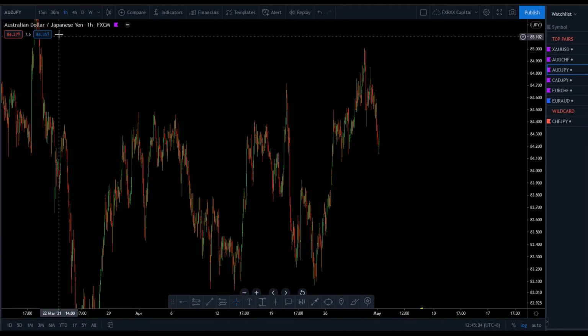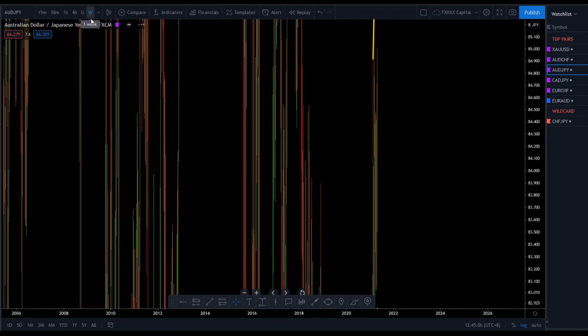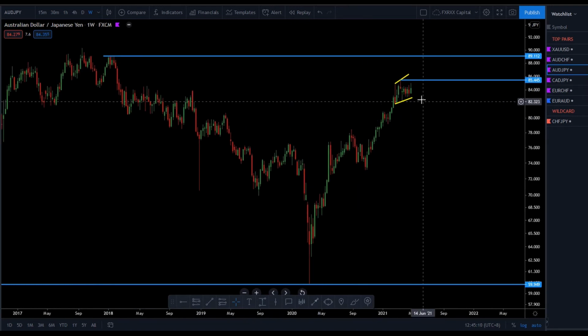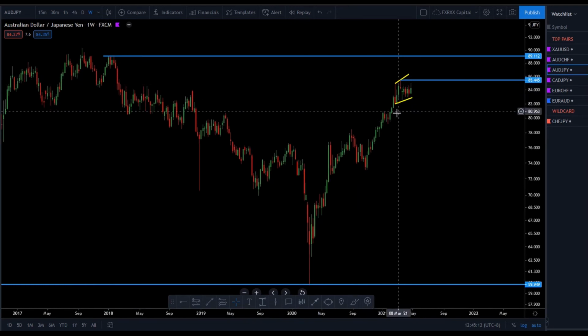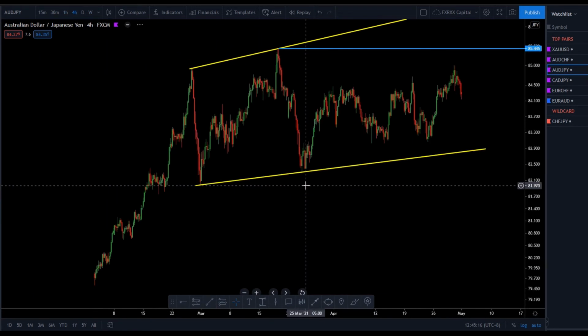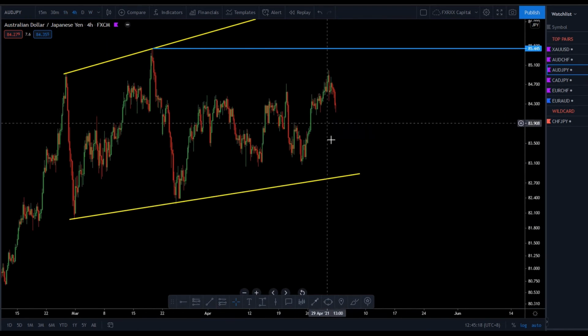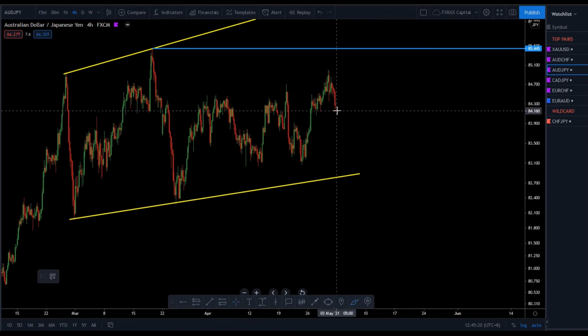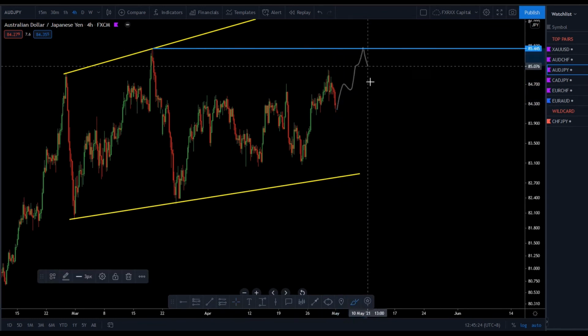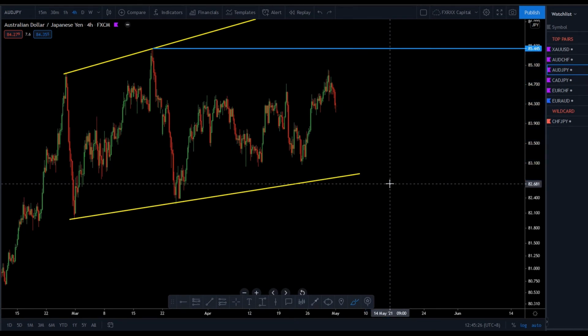Next we move to Australian dollar Japanese yen. This pair has an almost similar structure, however price is at the middle of the structure approaching this area. So in the 4-hour time frame, to see price action very clearly, we see price now approaching this trend line as a double top. If we sell from this double top, it will be good.